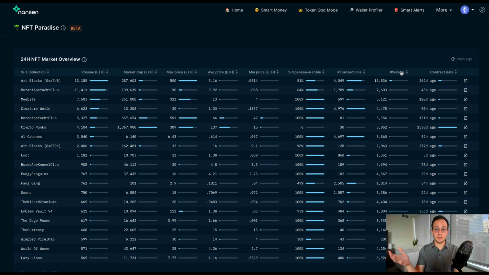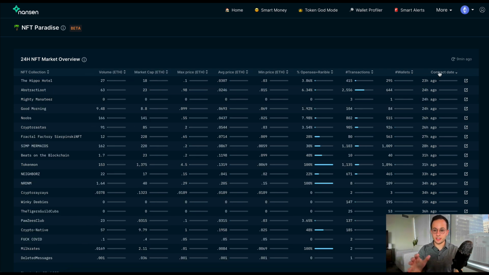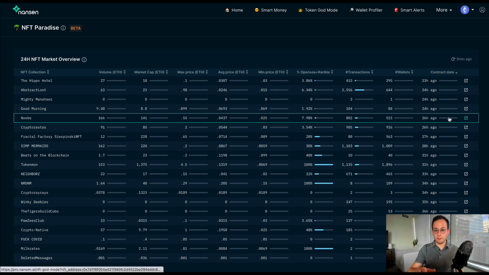So the first thing I do when I'm researching is I change how this dashboard is presented. I actually want to see the most recent contracts that were deployed. The reason for this is that you really want to get in an NFT project early. So if you do this, it will just show you the most recent NFT launches, and from there we can see if there are any outliers.